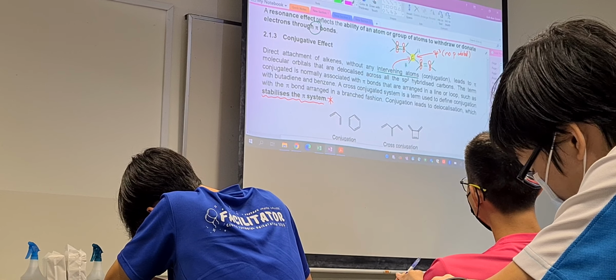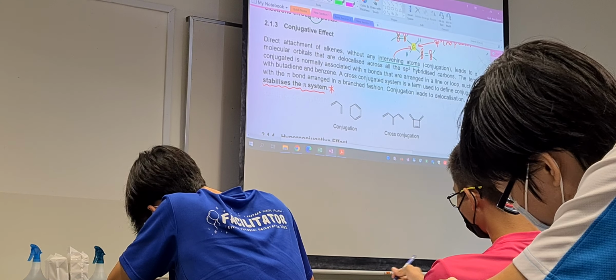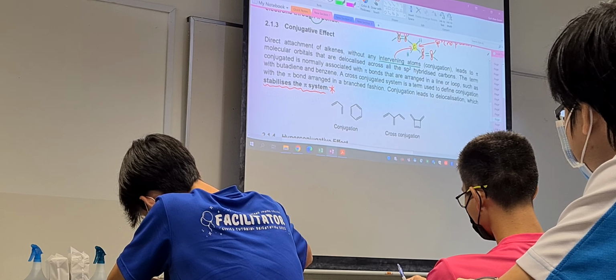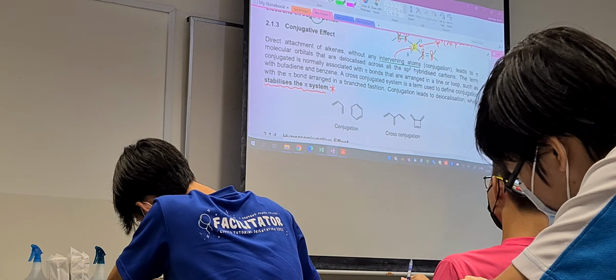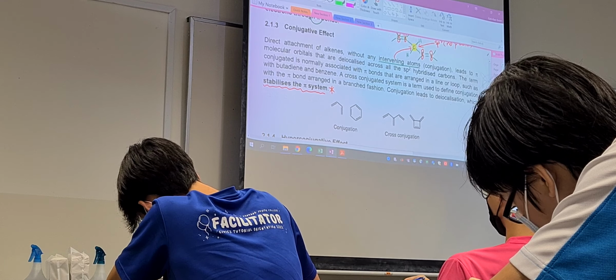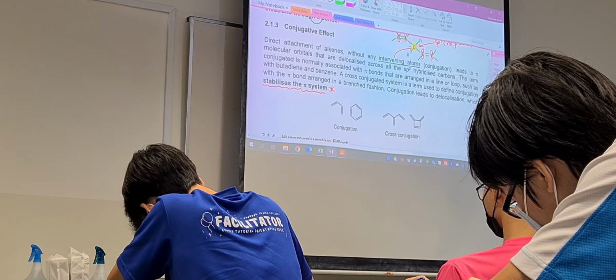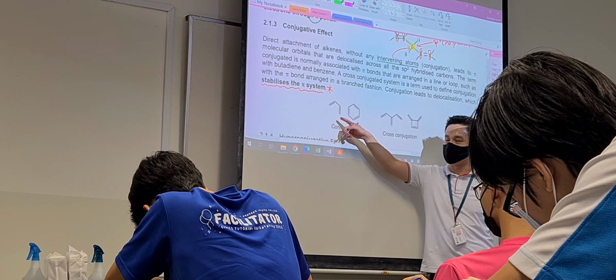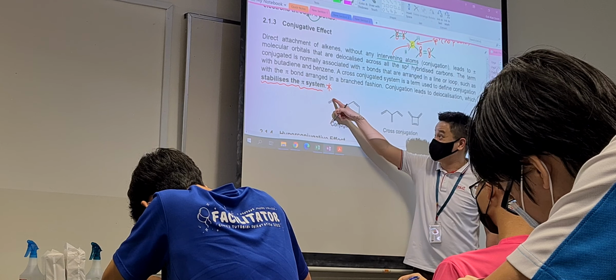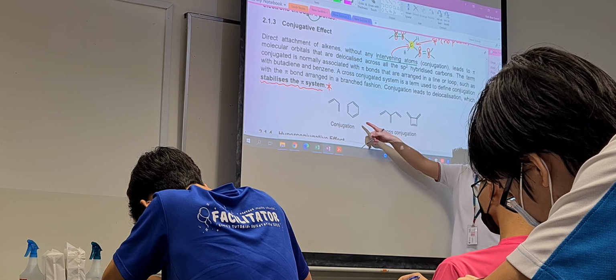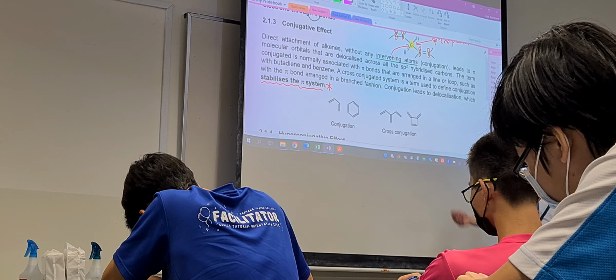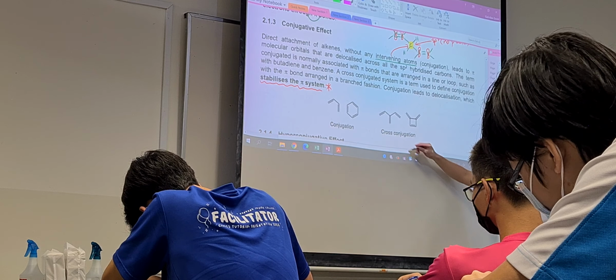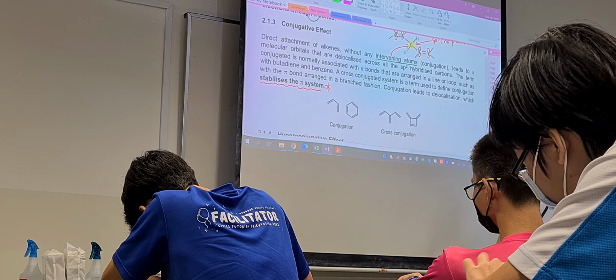Okay? So this conjugative effect is useful because it is used to stabilize the pi system. Right? It's used to stabilize the pi system. So you look at the two examples at the bottom. It can be conjugation like in a benzene ring, or even butyl 1,3-diene, this one. Or even a benzene ring conjugation. It can also be cross conjugation, where you suddenly have a double bond right in the middle.